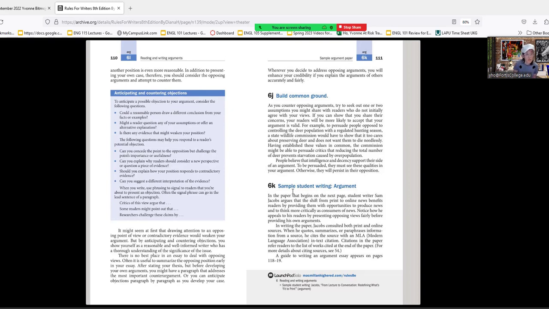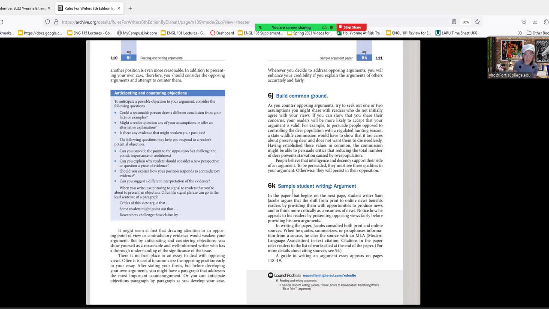The following questions may help you respond to a reader's potential objection. Can you concede the point to the opposition but challenge the point's importance or usefulness? Can you explain why readers should consider a new perspective or question a piece of evidence?